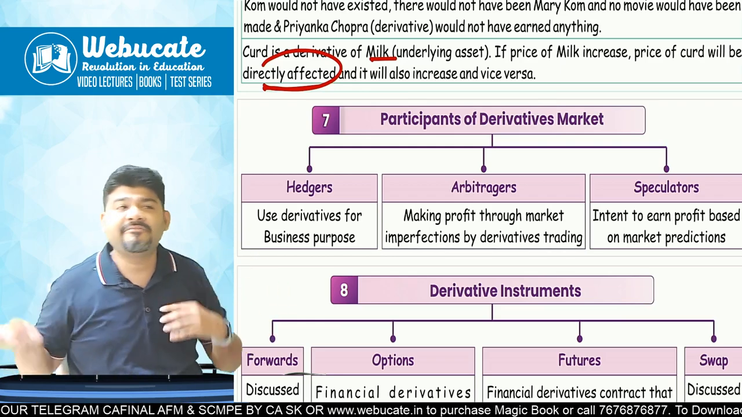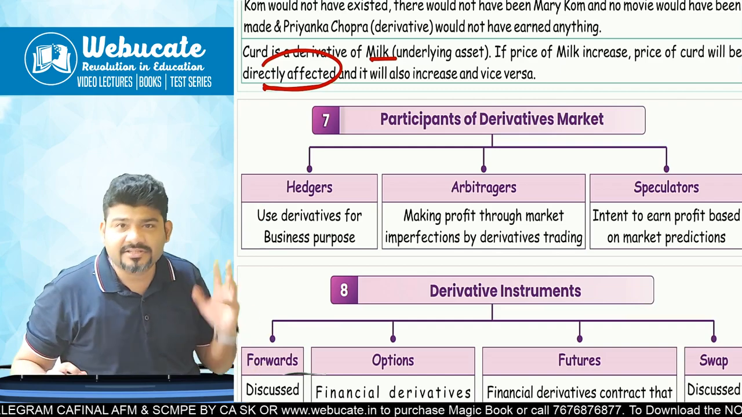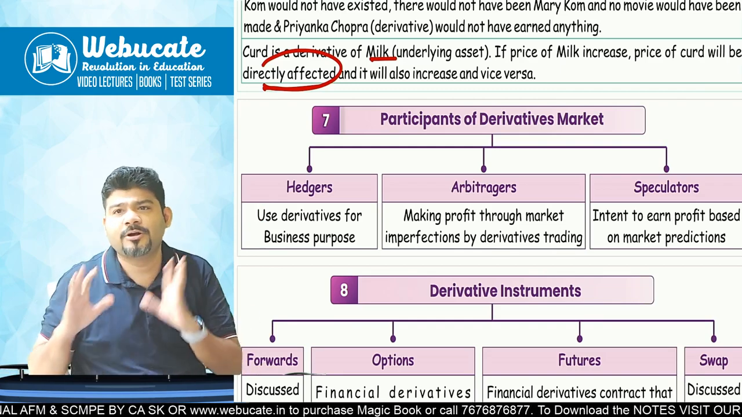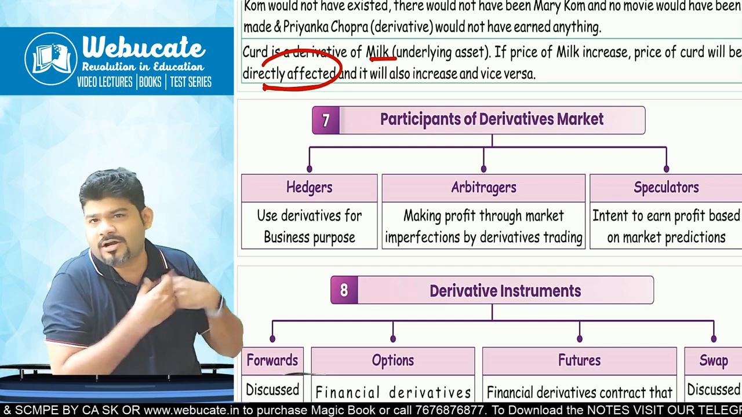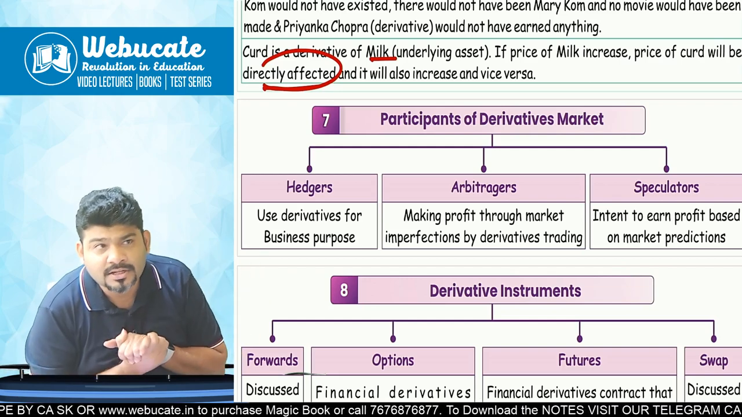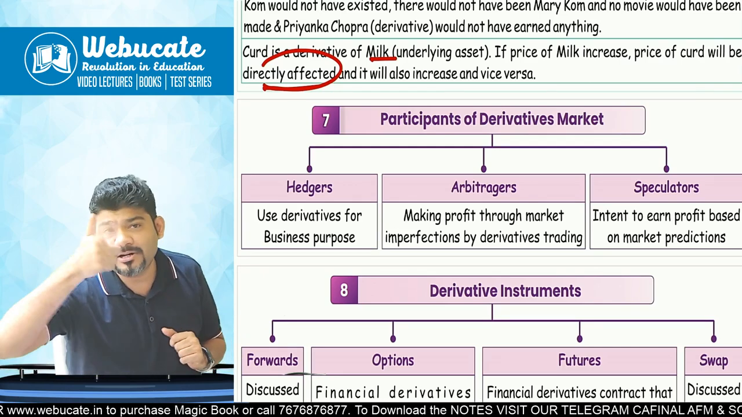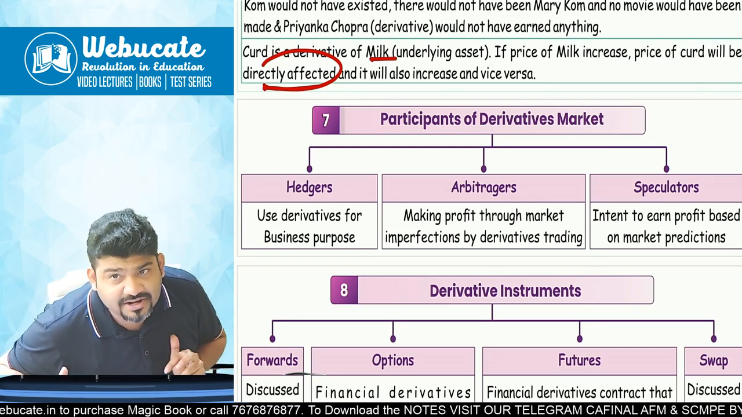Suppose I have to pay $5 lakh after 3 months. Today's rate is $1 equal to 80 rupees. I have to pay $5 lakh. According to that, it will be 4 crore rupees. But that rate is today. I have to pay after 3 months. What will happen to $1 equal to 80? Will it remain? The answer is no.